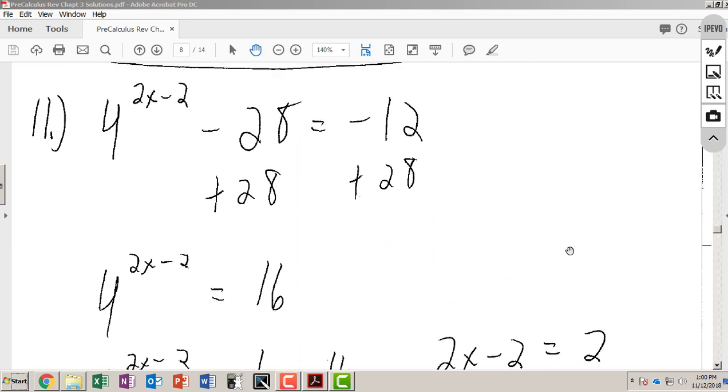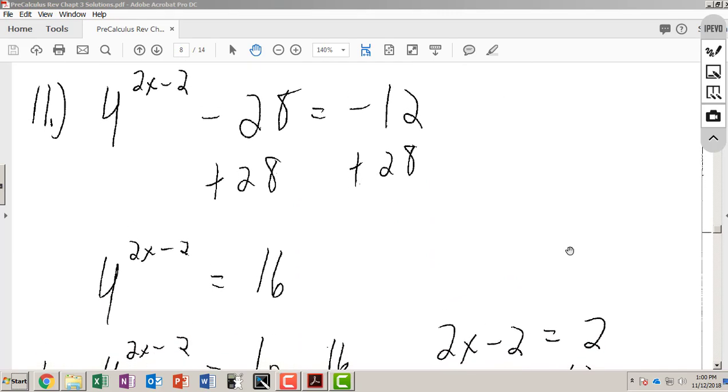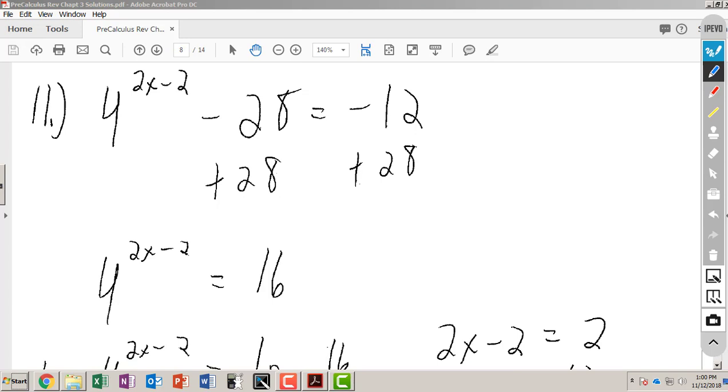On number 11, we've got an exponential equation here. It says 4 to the 2x minus 2, minus 28, is all going to equal negative 12. If you remember correctly, the very first thing you want to do is take care of your algebra. So here's your algebra part right here, minus 28. So we're going to add 28 to both sides.